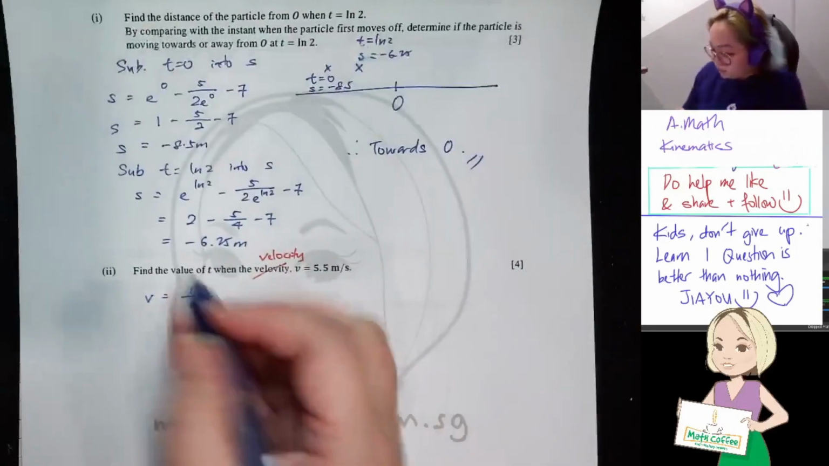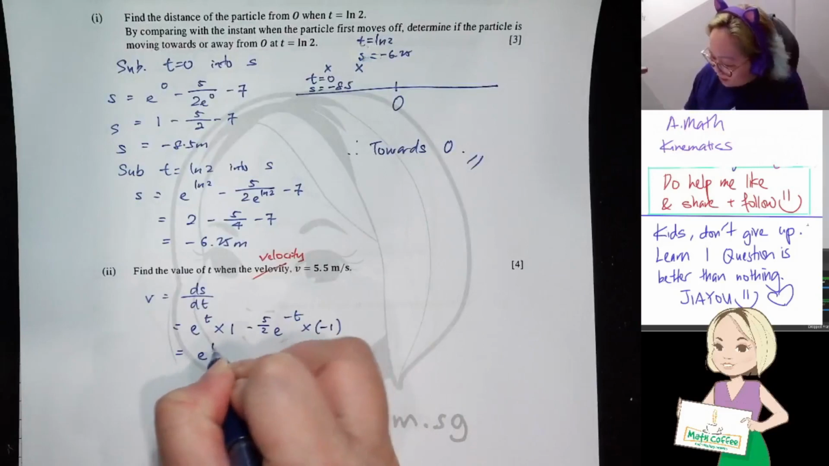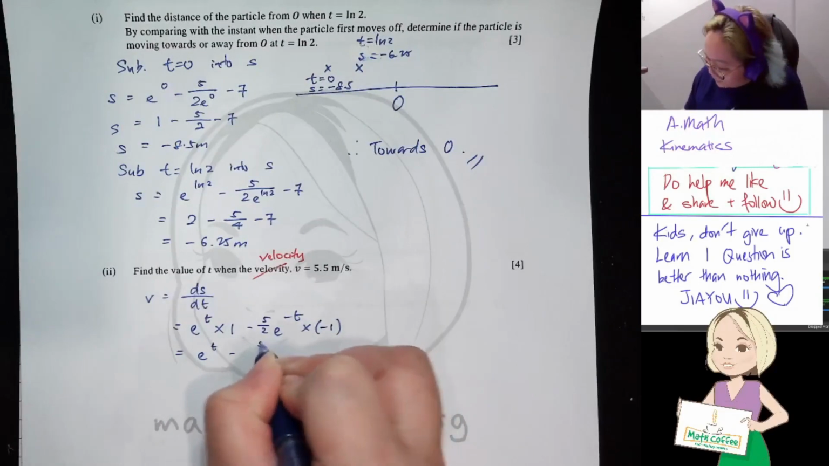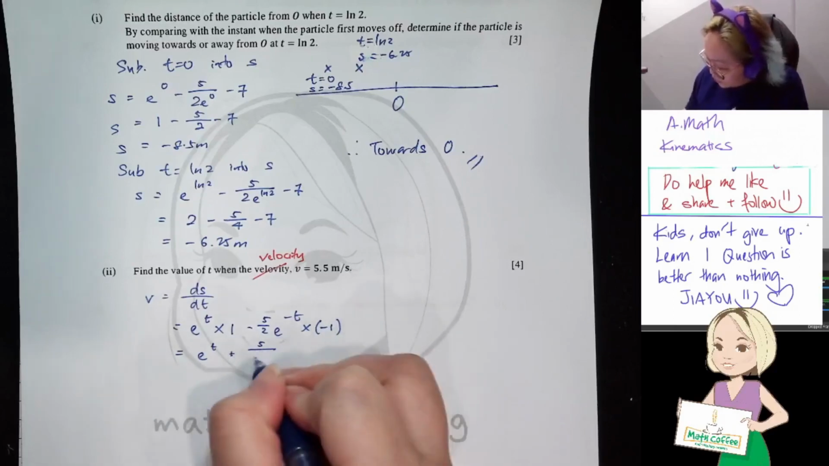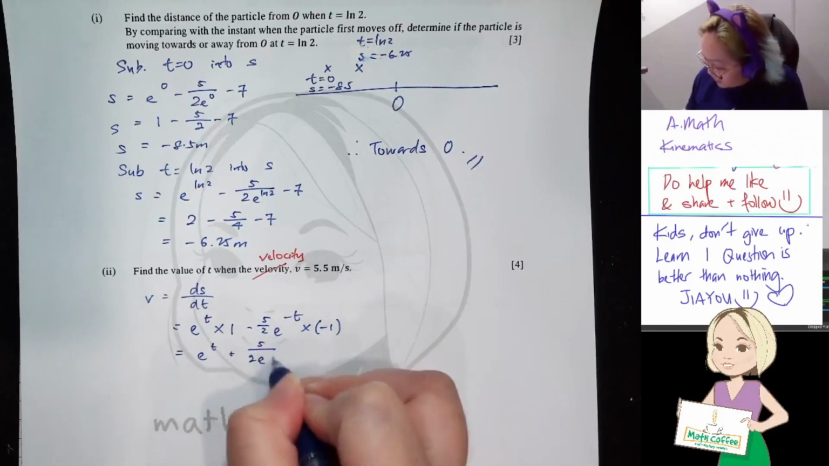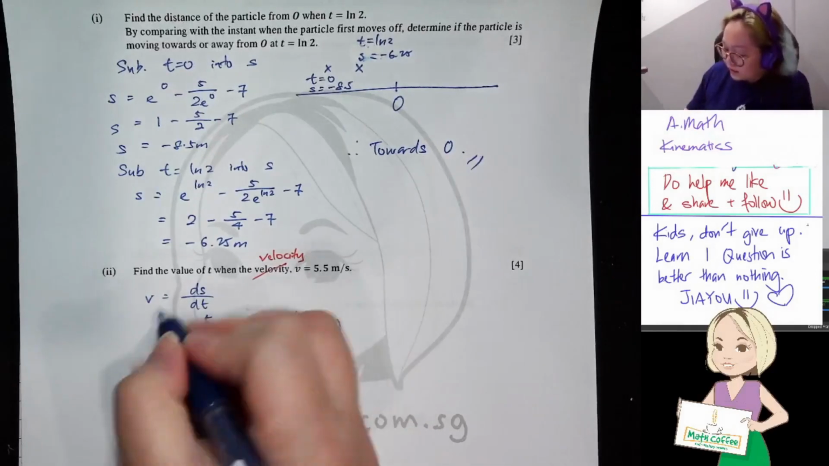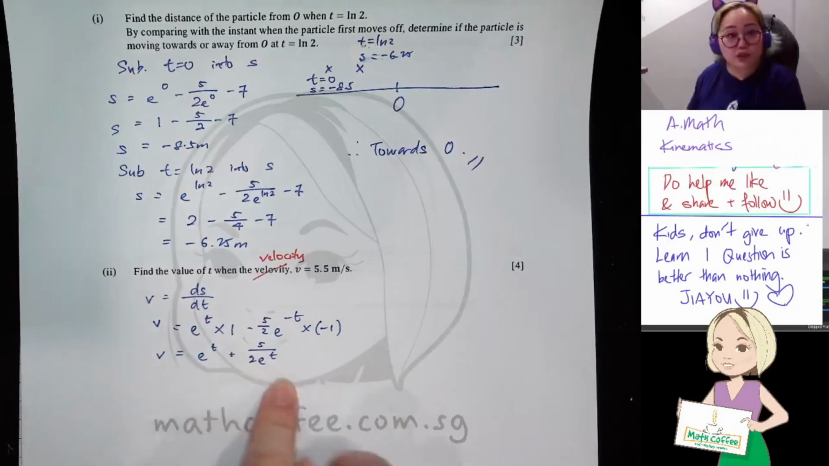Okay, so to simplify, it becomes e to the power of t minus 5 over 2. Take note, minus minus becomes plus. So the 2 is at the bottom, so now it becomes this. So this is my velocity expression.